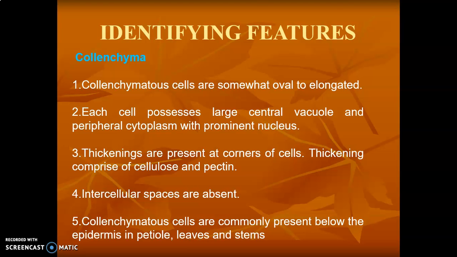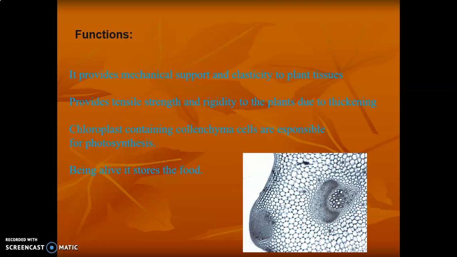Internally, each cell of collenchyma tissue possesses a large central vacuole, peripheral cytoplasm and nucleus, and you have to remember that the angular thickenings are only present in collenchyma tissue. So this is the major identifying feature for this kind of tissue. When you are seeing this collenchyma slide under the microscope, if you can identify the angular thickenings, you can easily say this is surely a collenchyma.